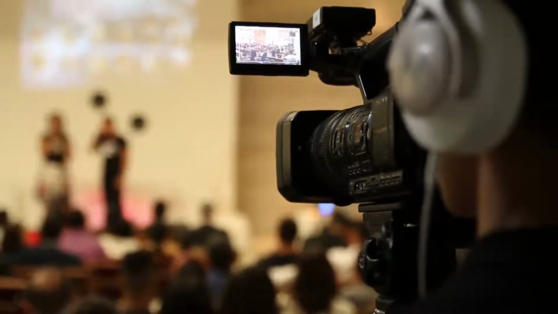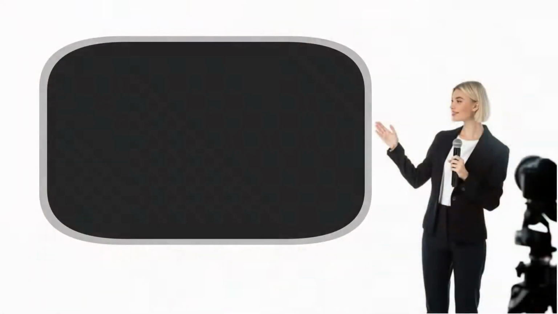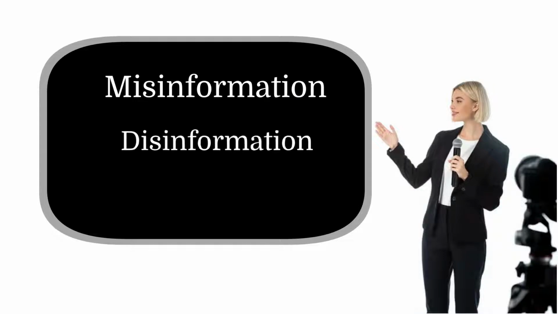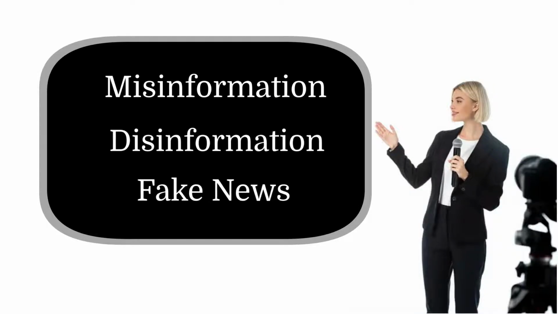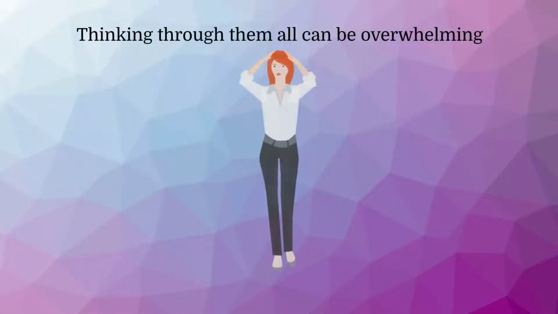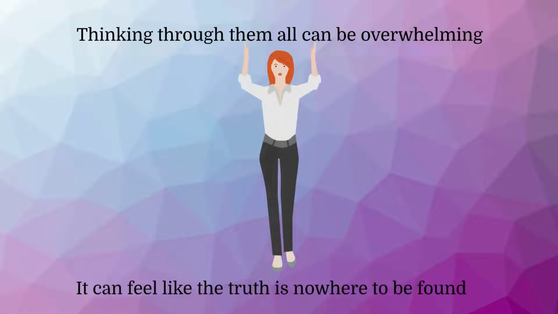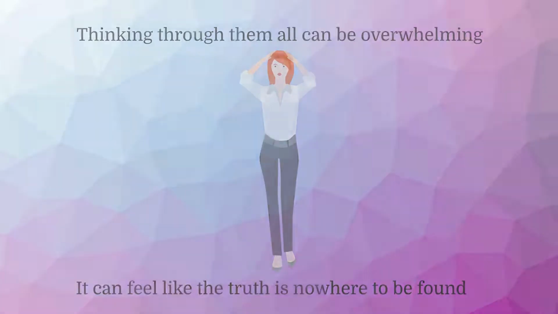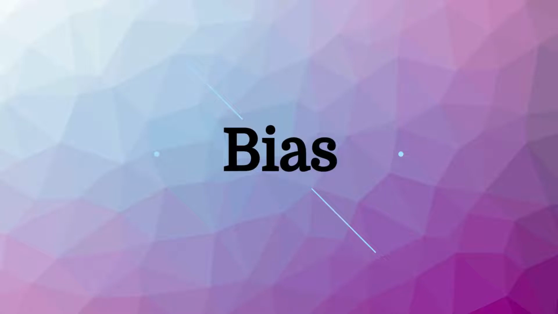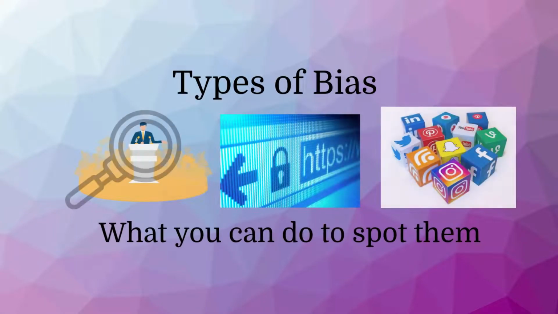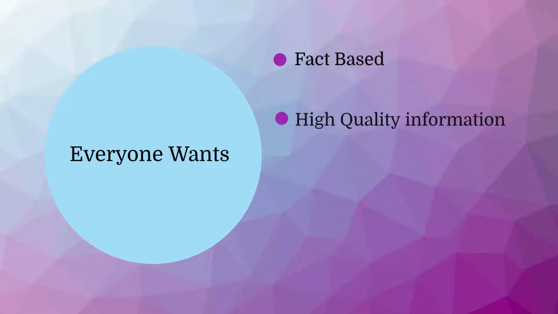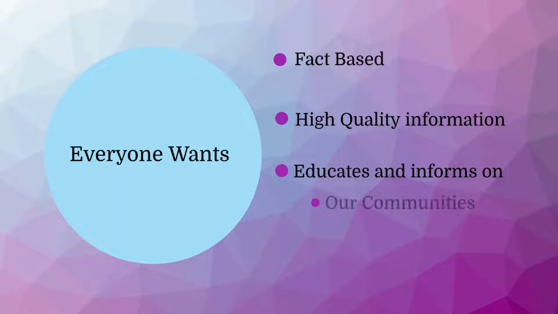A lot of words are thrown around when discussing news media, such as misinformation, disinformation, and fake news. It can be overwhelming trying to think through all of them, and it can feel like truth can't be found anywhere. This video is going to look specifically at bias, the types of biases, and what you can do to spot them. We all want fact-based, high-quality information that can educate us and help us make informed decisions about our communities, who we vote for, the economy, and more.